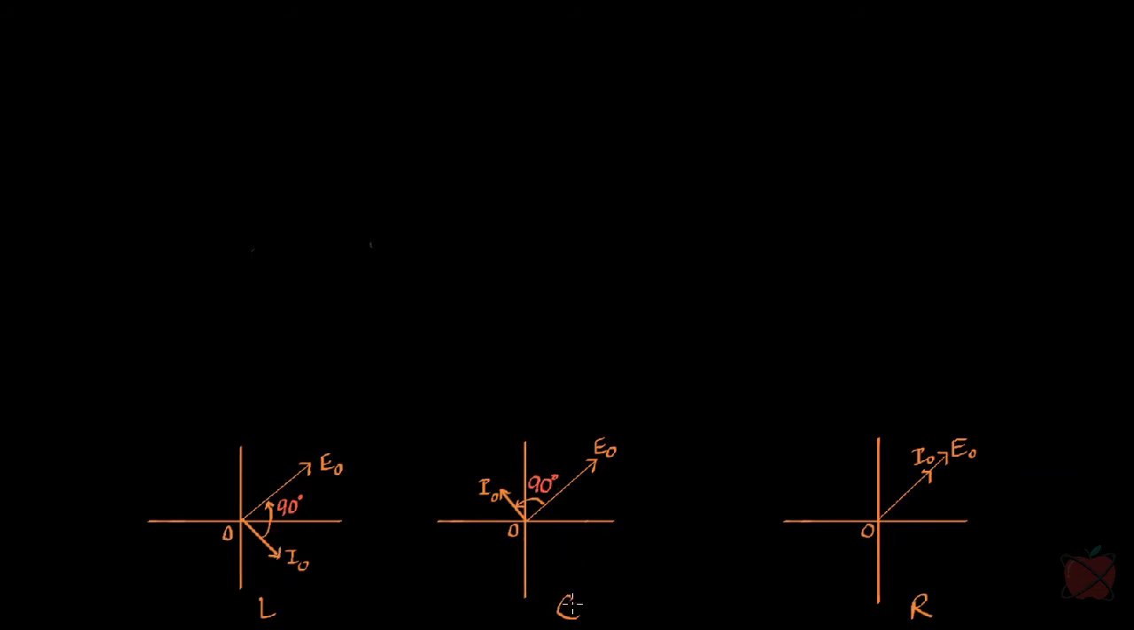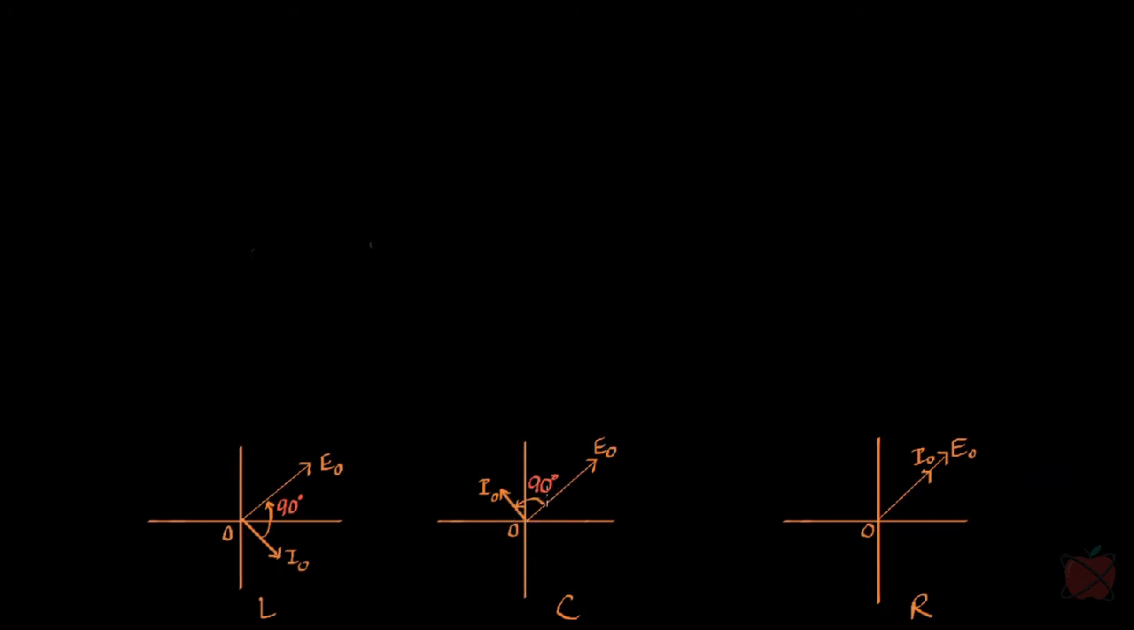Similarly, in a purely capacitive circuit, we can see here that the current is leading the EMF, or we can say that the EMF is lagging behind the current. The EMF is here, but the current has already rotated by an angle of 90 degrees. Therefore, in a purely capacitive circuit, the peak value of the EMF is lagging behind the current by an angle of 90 degrees.